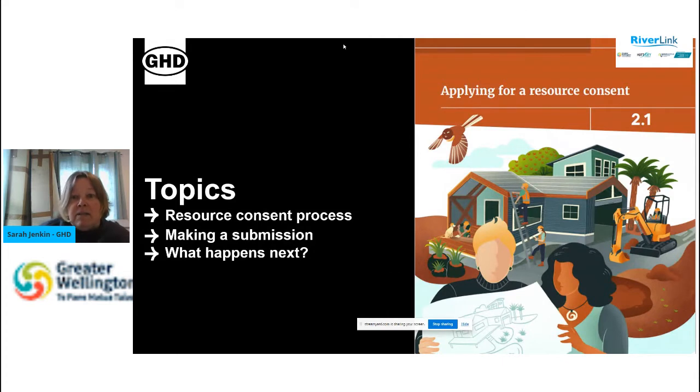And the graphics that you can see here are snips that come from a series of guidance that the Ministry for the Environment has written called the Everyday Guide to the RMA. And that's a really good set of guidance for getting to grips with planning processes. And the information that I've prepared around how to make a submission is drawn from that guidance as well. And there is a link to that on the Greater Wellington Have Your Say website as well.